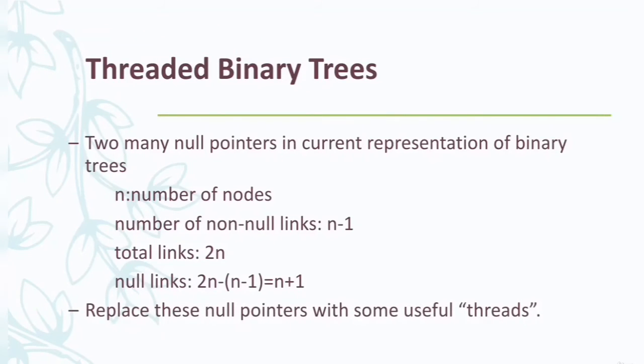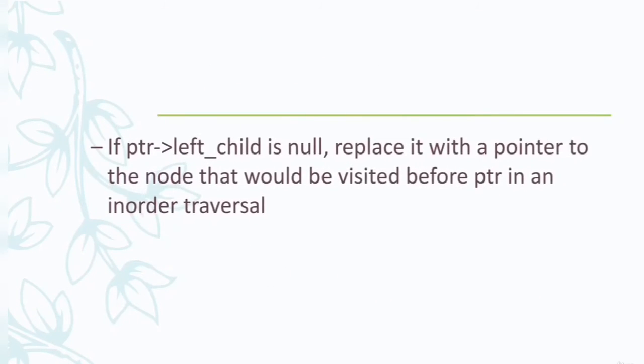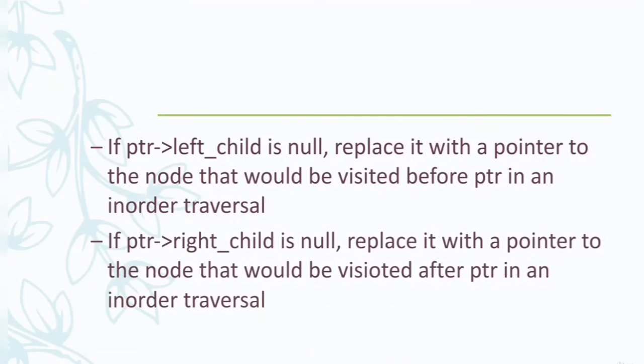Replace these null pointers with some useful threads. If the pointer of the left child is null, then we have to replace it with a pointer to the node that would be visited before the pointer in an in-order traversal. Again, if the pointer's right child is null, then we have to replace it with a pointer to the node that would be visited after the pointer in an in-order traversal. So we will see this with an example.